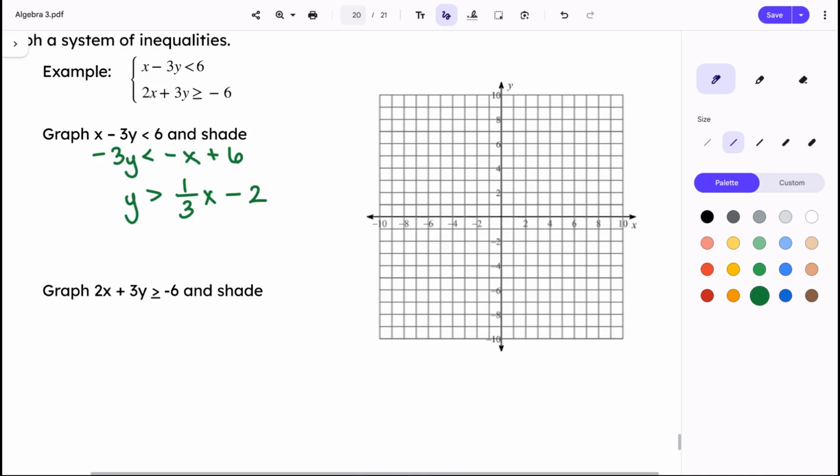I'm going to start now by graphing that. So I'm going to go down 2. Then you're going to go up 1 over to the right 3. Should this one be solid or dashed? Dashed, because it's got a greater than sign.